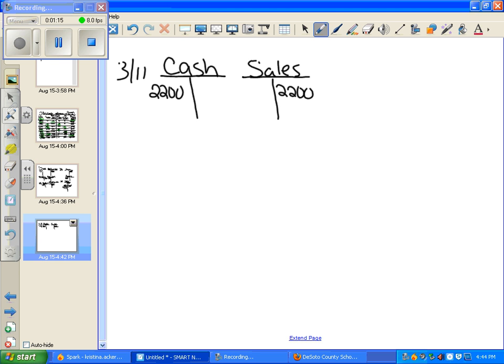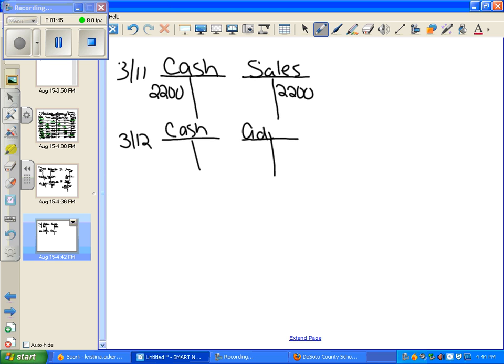And the next transaction is on March the 12th. And on this one, we paid cash for advertising. Now we're going to look at that chart of accounts on page 46. And we know that if we pay cash for advertising, we're going to use cash and advertising expense. So the two accounts we're dealing with here are cash and advertising expense.